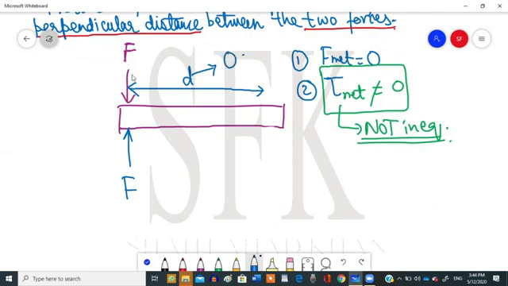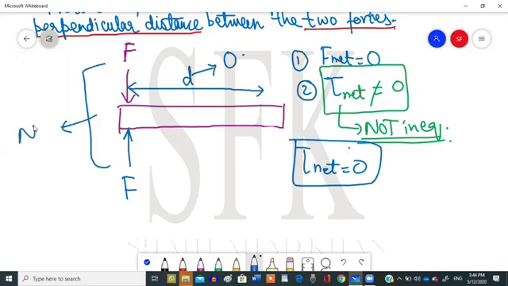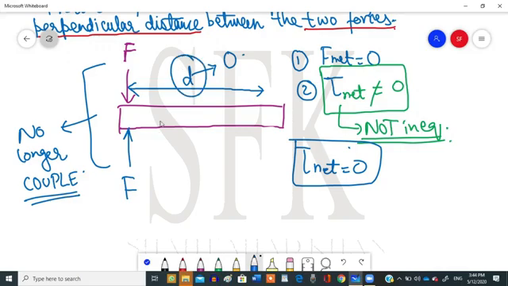And if it becomes 0, then these two forces are balanced out. The net torque will also become 0 in that case. Then these two forces are no longer couple forces. Couple forces are only those forces that have a certain non-zero value of this D. The two forces acting in the opposite direction along the same line are not couple forces. So now the net torque is 0, the F net is 0. So now can I say that this object is in equilibrium? Yes, now it's perfectly in equilibrium.